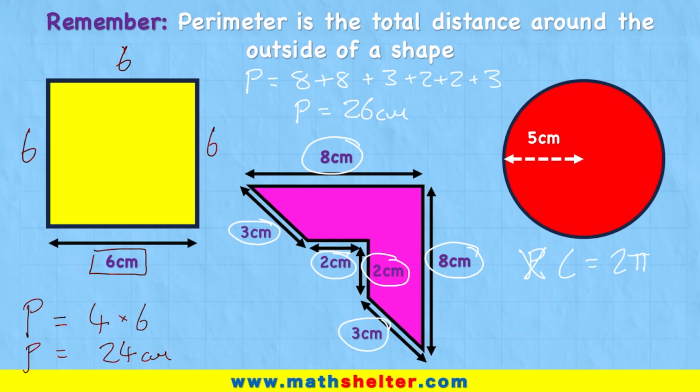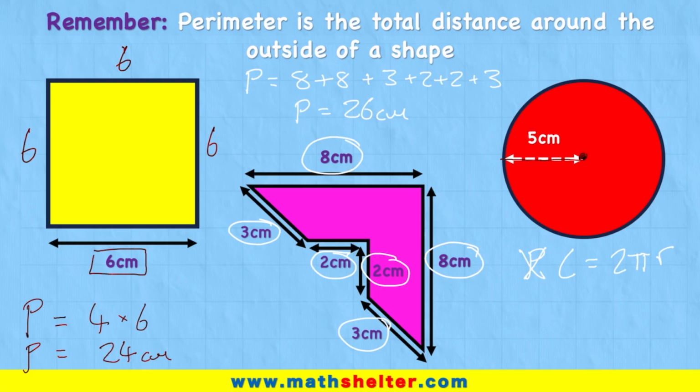Now, pi might be something you've never heard of before. Pi is a mathematical term representing a number which is very long, but abbreviated down to 3.14. So it's saying 2 times 3.14 r. And r is the radius. Radius being the measurement from the center of a circle to the outside. So this 5 is our radius.